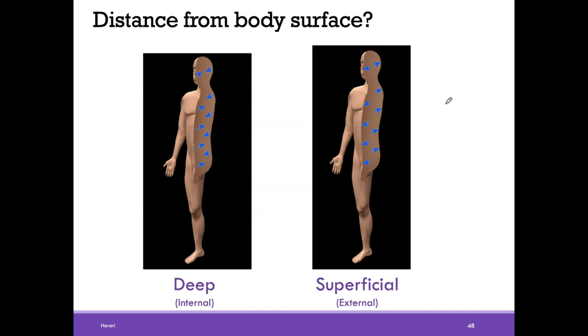Things could also be close or far from the body's surface. So if something is very internal, we say it's deep. If something is external, it's superficial. So we could say that the skin is superficial to the muscles because the skin is external. Or you can say that the bones are deep to the muscle. So the bones are more internal than the muscle.